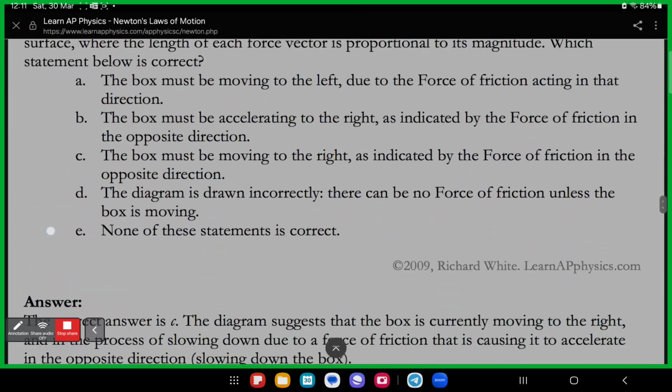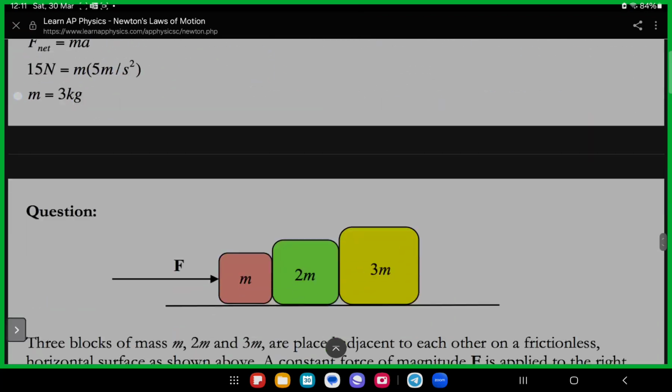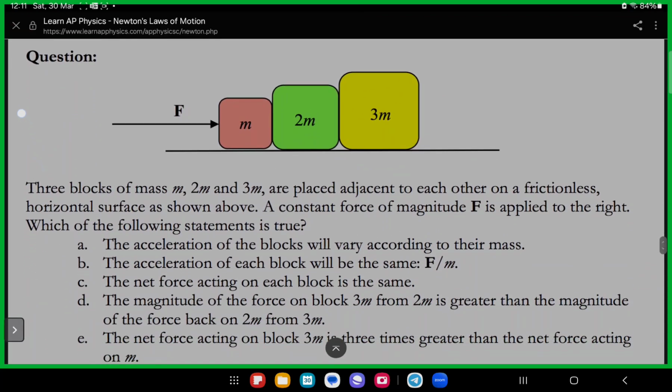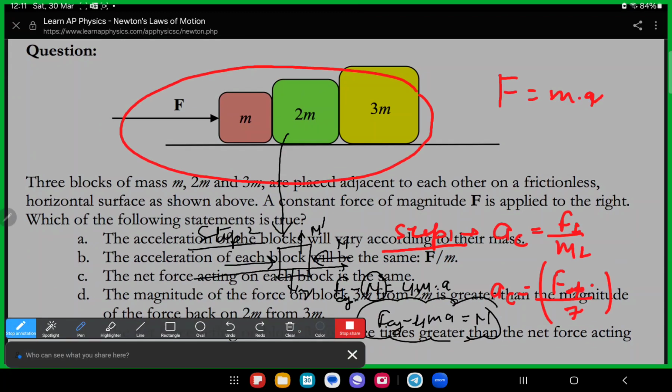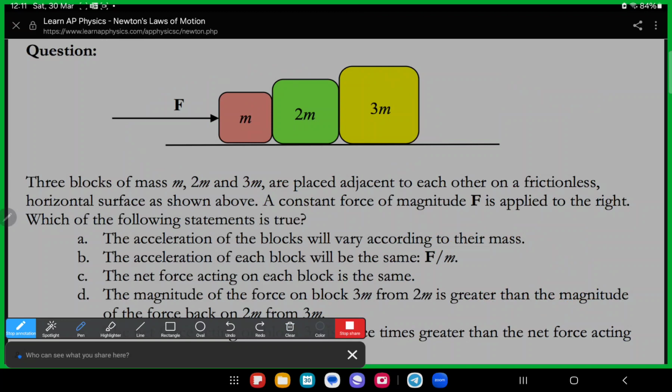Now likewise, one more question is there. This is one of the good questions. The possibility is that this type of problem will come. So here once again you have to calculate a_c is equal to F upon total mass, 3 plus 2 plus 1, 6m, and this is the common acceleration. Common acceleration means all the blocks will move with the same acceleration once they are moving together.